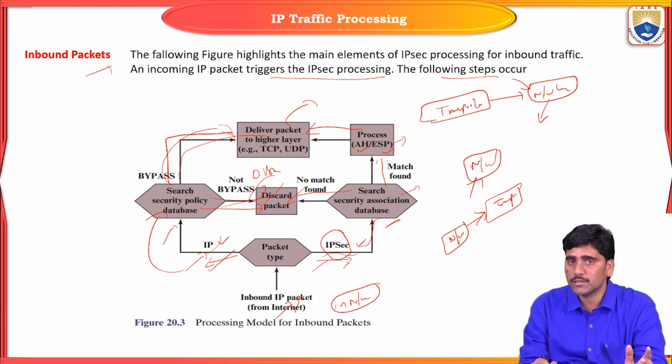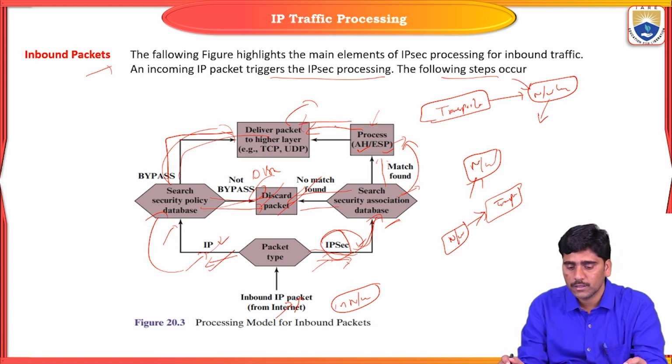If the packet is a secured packet, then the IP secured packet is searched in the security association database. If no match is found, then discard the packet. If a match is found, then it has to be processed with the authentication header and ESP. After processing, the packet is delivered to the next layer, that is, the transport layer.